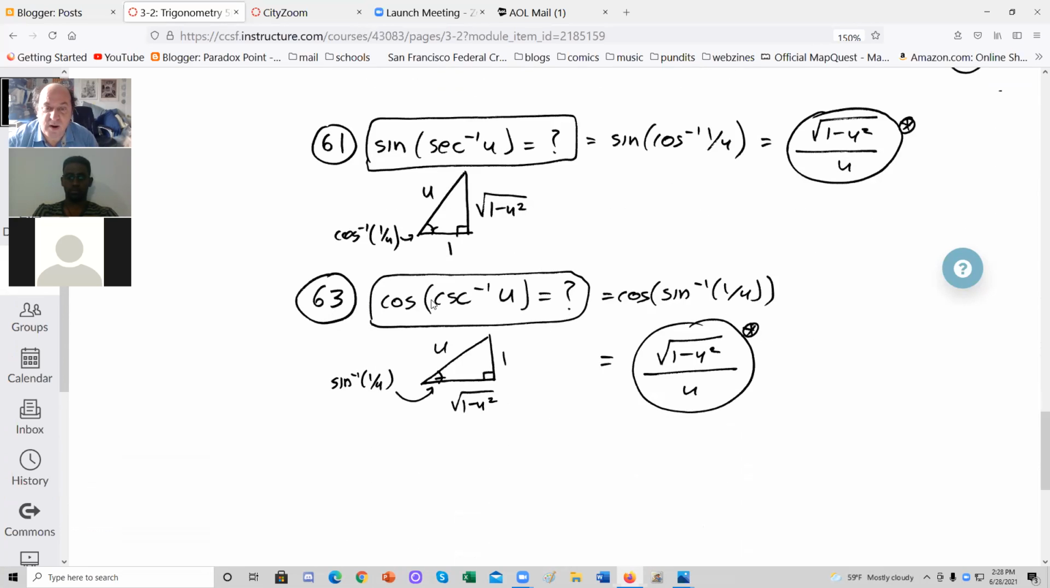Here's cosine of arccosecant of u, and that'd be cosine of arcsine of 1 over u. So here's the arcsine of 1 over u. So opposite is 1, hypotenuse is u, third side is root 1 minus u squared, cosine is adjacent over hypotenuse, root 1 minus u squared over u, which I notice is exactly the same as that. So it seems we have co-function things happening here.